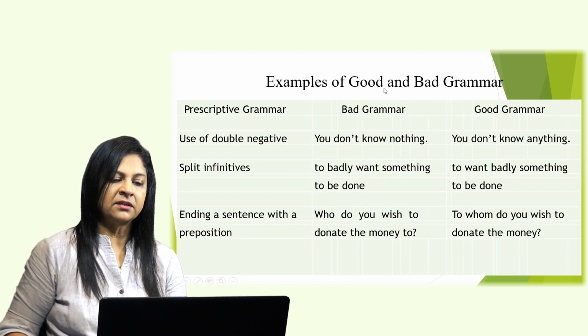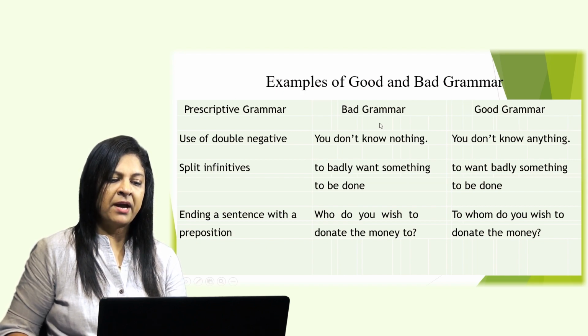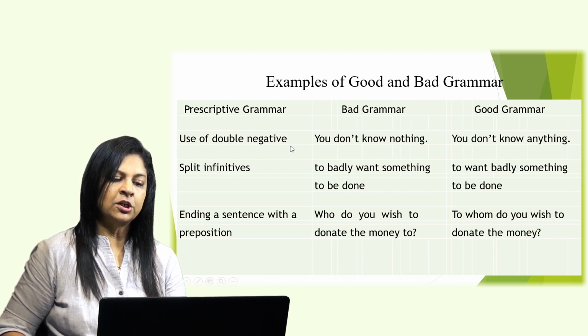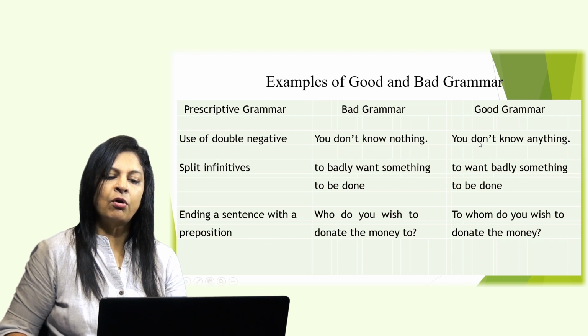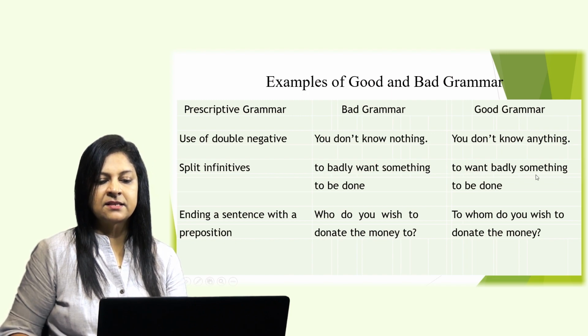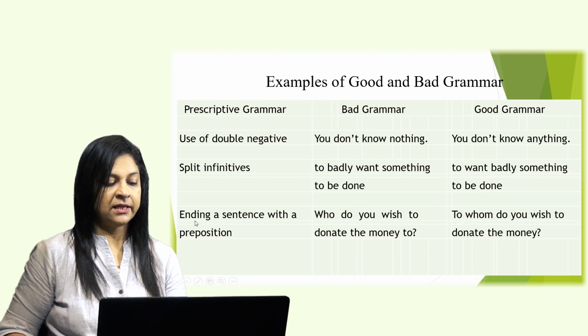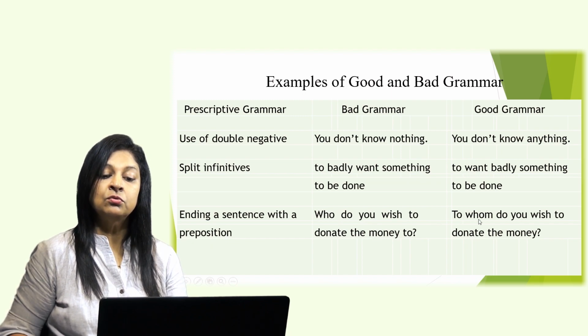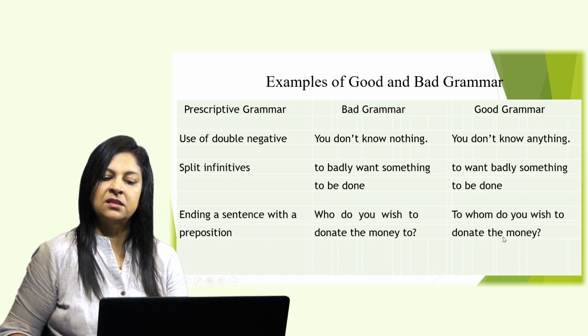Examples of grammar: good and bad grammar. Prescriptive grammar, bad grammar, good grammar. Use of double negative: you don't know nothing; you don't know anything. Split infinitives: to badly want something to be done; to want badly something to be done. Ending a sentence with a preposition: who do you wish to donate the money to? To whom do you wish to donate the money?